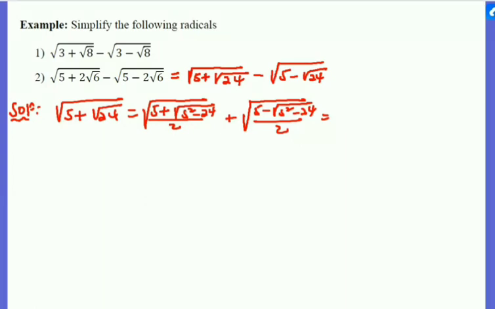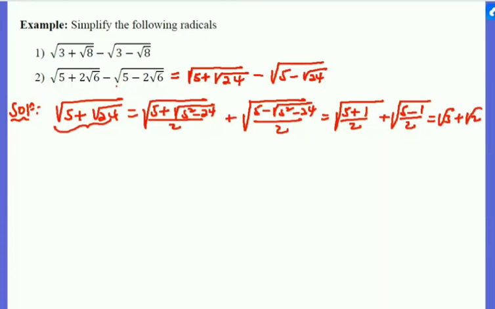So 5 square is 25. 25 minus 24 is 1. Therefore, we will get 5 plus 1 over 2, plus 5 minus 1 over 2, which is radical 3 plus, 6 over 2 is 3, 5 minus 1 is 4, 4 over 2 is 2. So the first part, this radical, is exactly radical 3 plus radical 2.